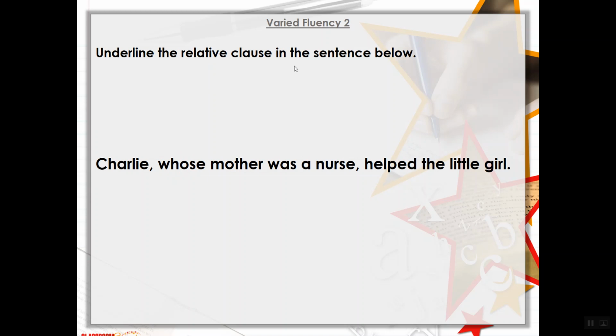It says, underline the relative clause in the sentence below. Let's read the sentence. Charlie, whose mother was a nurse, helped the little girl. I can take this bit out and still have a sentence. Charlie helped the little girl. So this bit here is our relative clause.